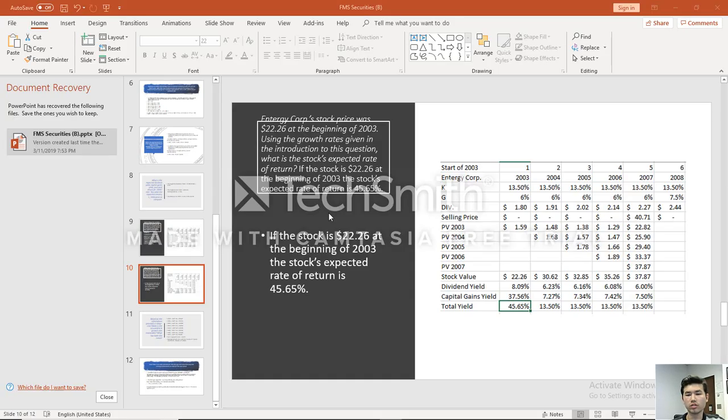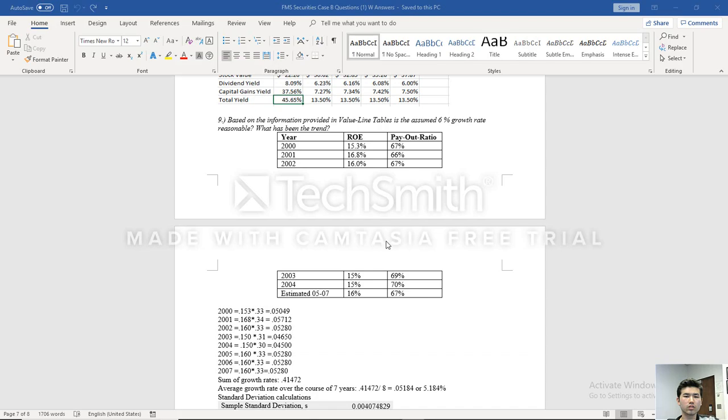So this question is the same as question 4. However, the difference is it's inputting the stock value at $22.26 rather than its valuation at $28.56. Therefore, you're going to get a different capital gains yield. And with that in mind, you get a different total rate of return, which will equal 45.65%, versus if the valuation price was inputted, then you will get a total return of 36.41%.